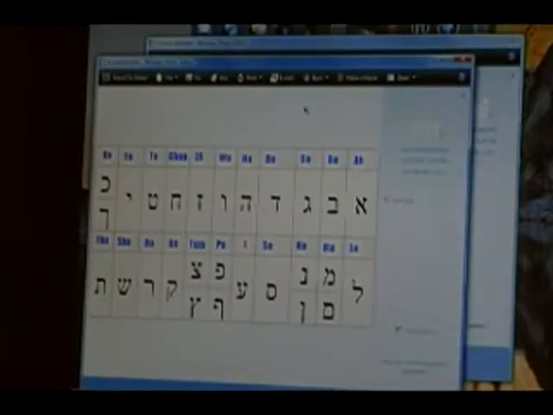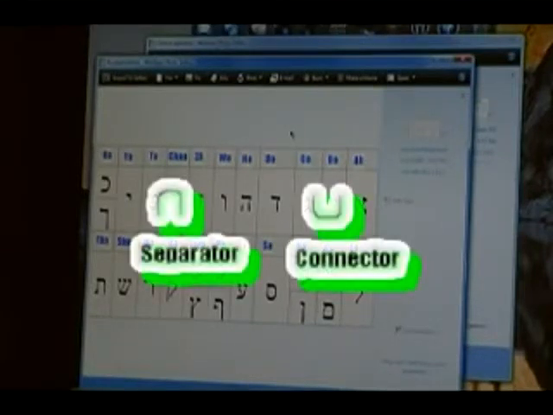And another thing you'll learn about is separators and connectors. We'll discuss that in the future shows.